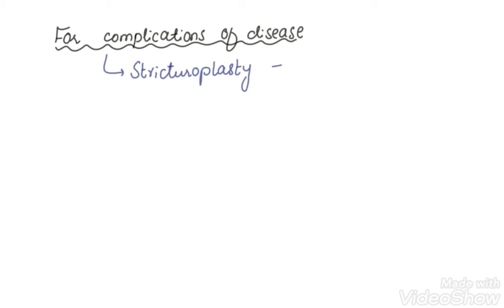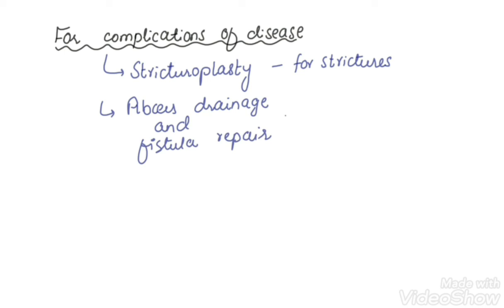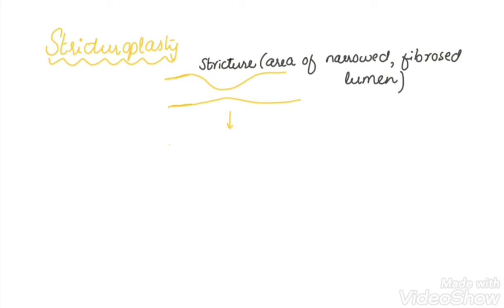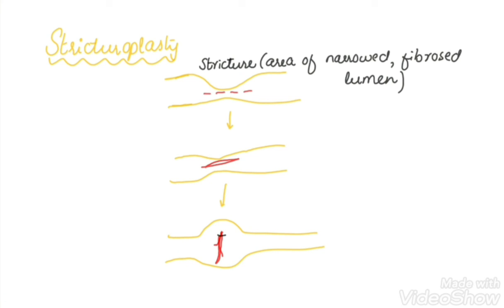For treating the complications of the disease, strictureplasty is done for strictures, abscess drainage, and fistula repair in case of perianal disease. In strictureplasty, we incise the stricture along the longitudinal plane. Instead of suturing it back longitudinally, we suture it in the transverse plane. This helps widen the area so now food can pass.